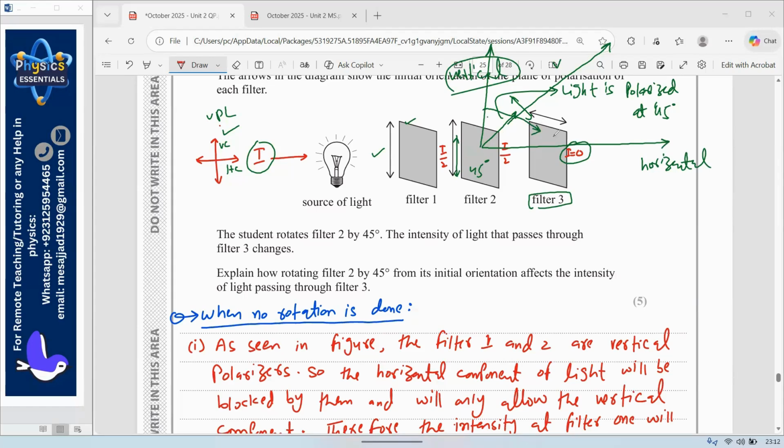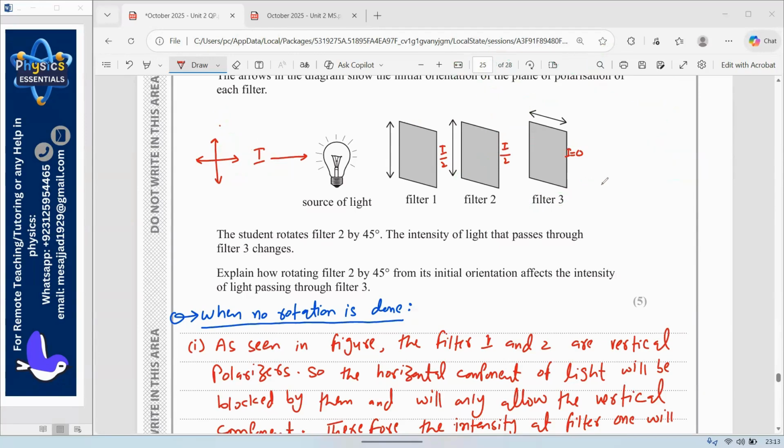Okay. So the vertical component, of course, is going to be blocked by filter 3, because it is not allowing the vertical components. It will only allow the horizontal component, and the horizontal component is part of the light polarized at 45 degrees. So it will start passing through. Here the intensity cannot remain zero, just as before. The intensity will become non-zero. So your answer is the intensity of light has increased from zero, which it was before, to some other non-zero value. Okay, so that is the answer to this question.